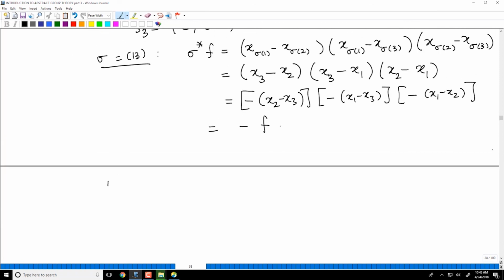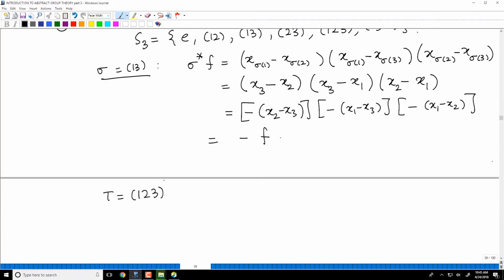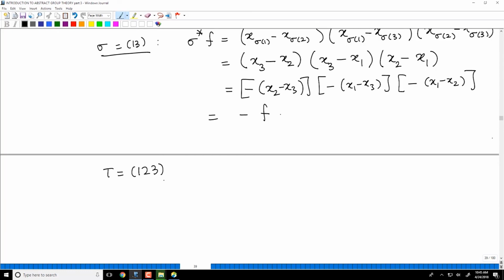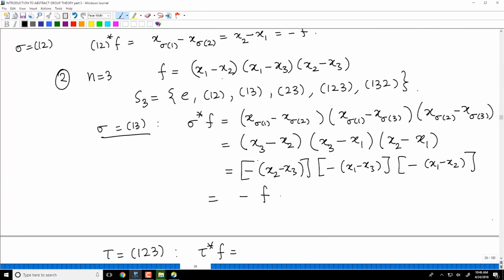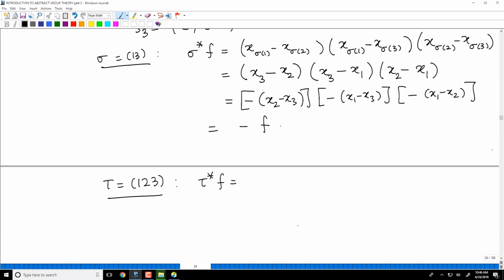Let's do one more example. Let's say tau equals (1 2 3). That's another element of S3. So what is tau star f? Same thing. It is the same process. The answer will be different, but the same procedure we must follow. f is (x1 minus x2), (x1 minus x3), (x2 minus x3). So tau star f will be (x of tau 1 minus x of tau 2), (x of tau 1 minus x of tau 3), (x of tau 2 minus x of tau 3), right?